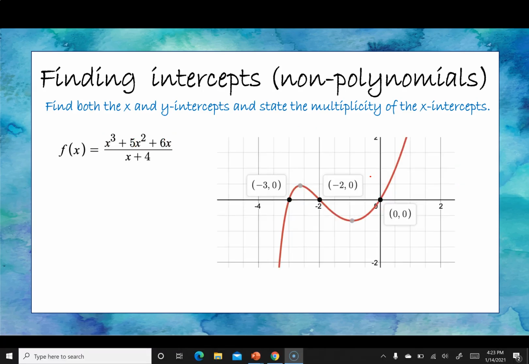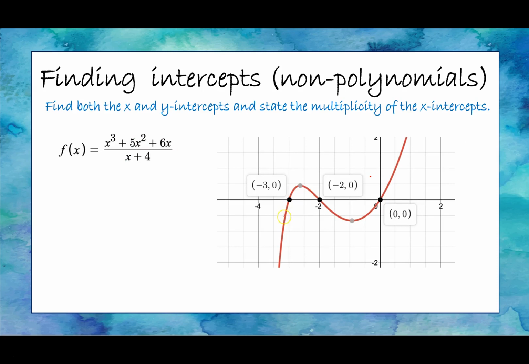Now looking at our graph, our answer makes total sense because we all had multiplicities of 1, which is why it's just going straight through. It's crossing the graph instead of bouncing. And then do note that our y-intercept was correct.